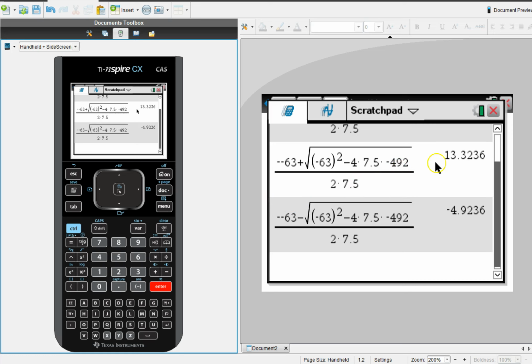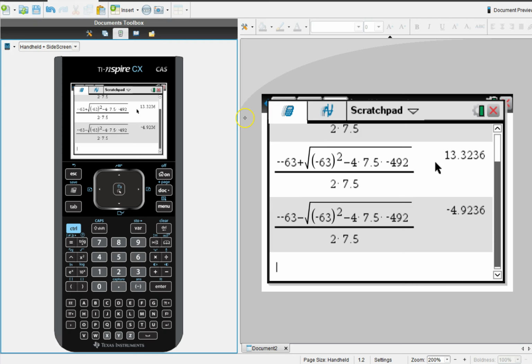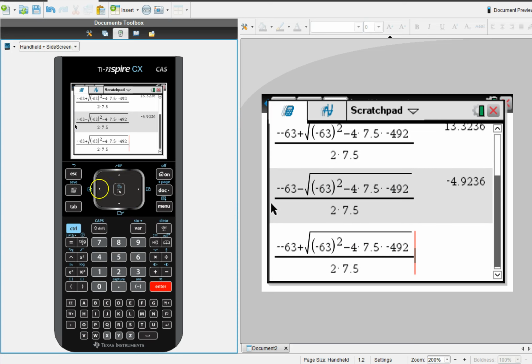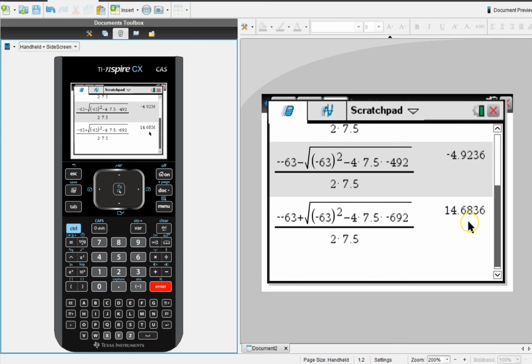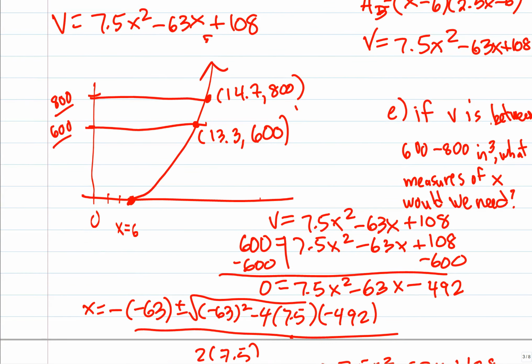I can do the same thing with the other. I just need to change the 492 to, what was it, 692? So if I take that top equation, rather than rewrite the whole thing, I'm just going to go to the 492 and change it to a 692. Go up there, grab it, drop it down, edit it. Control Enter. About 14.68. What did we get? Well, they rounded it up. So these are approximates, but we can use technology to get that pretty quickly and accurately.